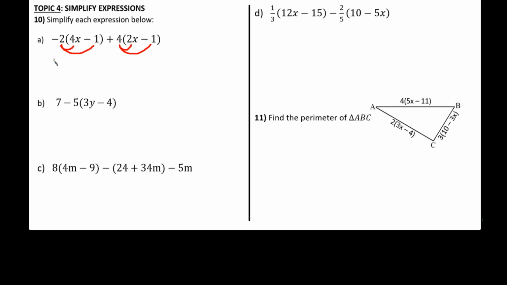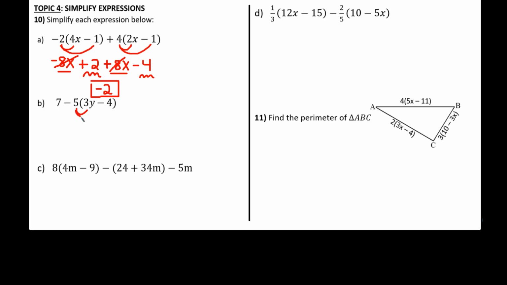Okay, so -2 times 4 is -8x. -2 times -1 is +2. 4 times 2 is 8x. 4 times -1 is -4. Now we're going to combine like terms. So -8 plus 8, they cancel. And then you have 2 minus 4, which is -2. So that means this expression was simplified to -2.